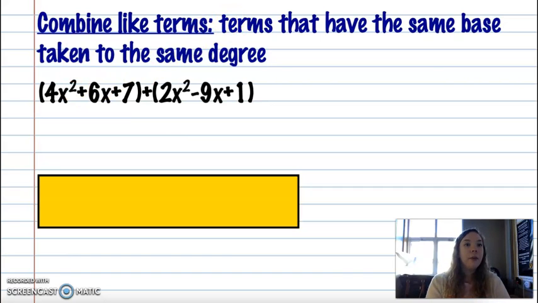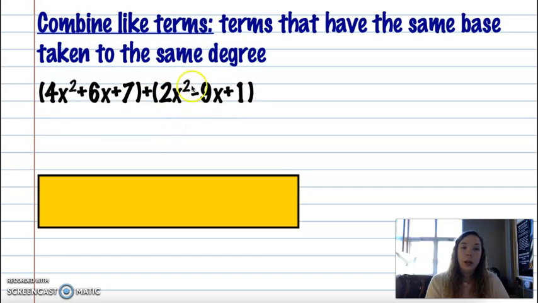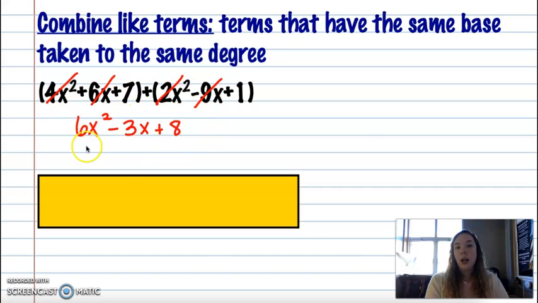So here when I have 4x squared and 2x squared, 4x squared plus 2x squared would give me 6x squared. And sometimes since these can be long, I think it's helpful to mark them off as you go. Or here we have 6x plus negative 9x, that would be negative 3x. And they're not always in order. So again, I would suggest you mark them off as you go. And then 7 plus 1 is 8. So this would be our simplified version.